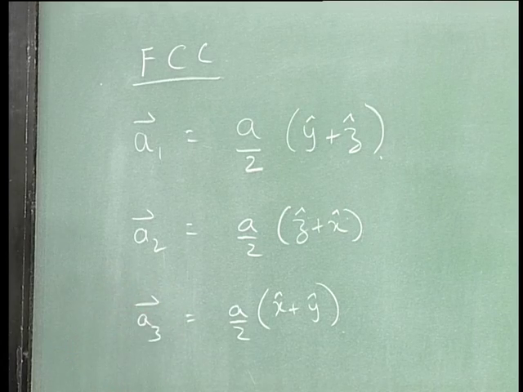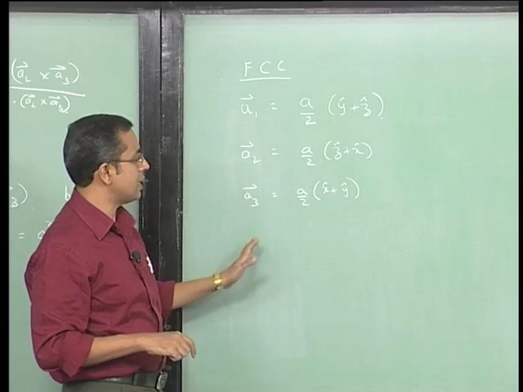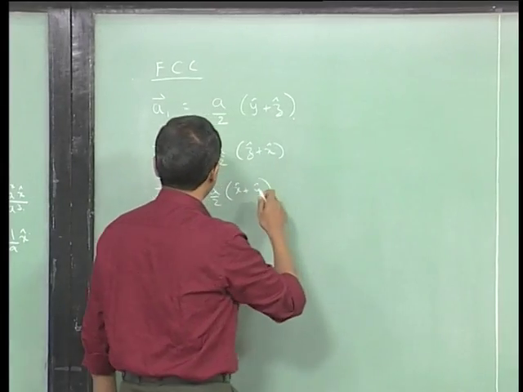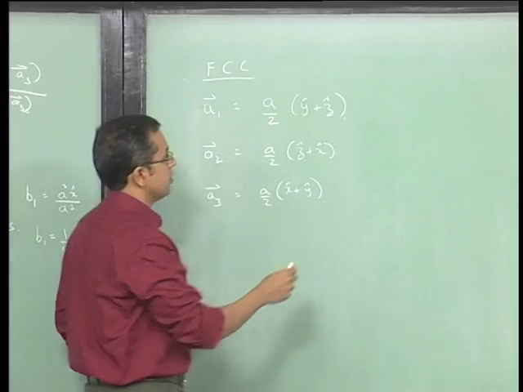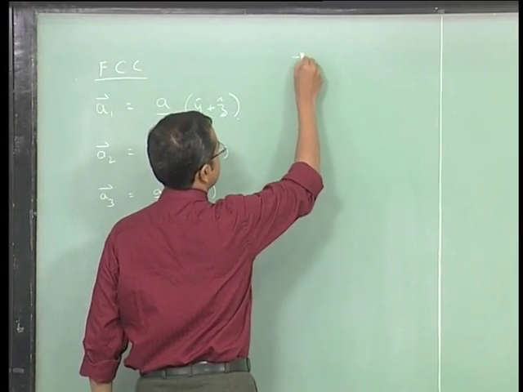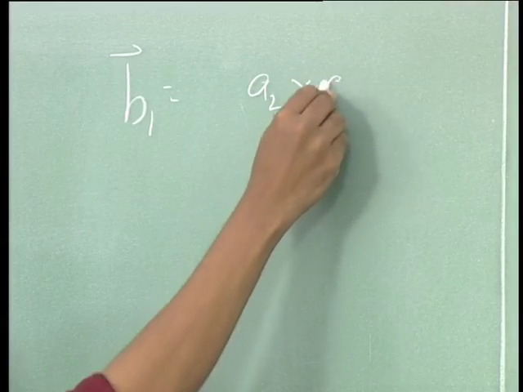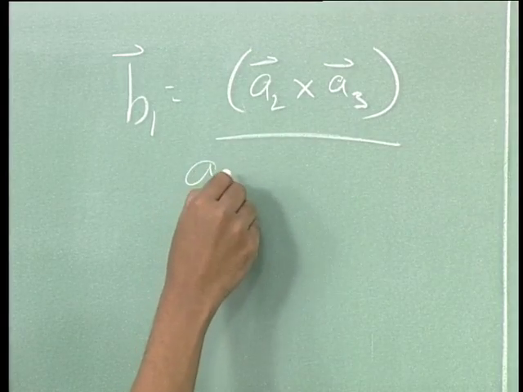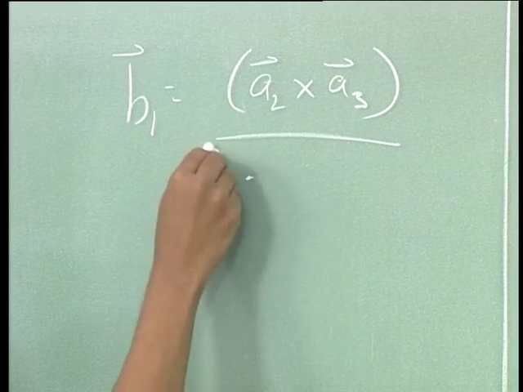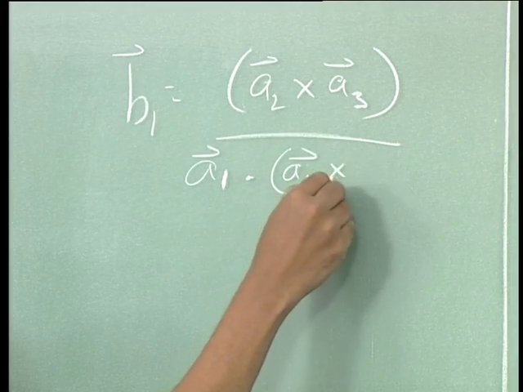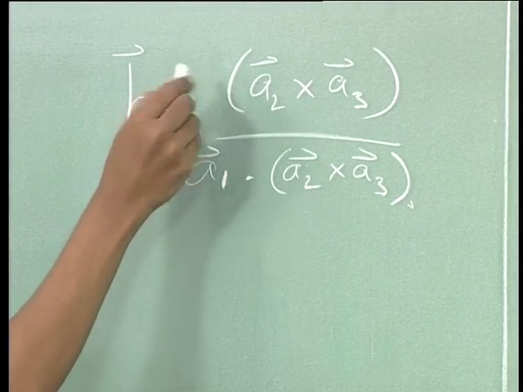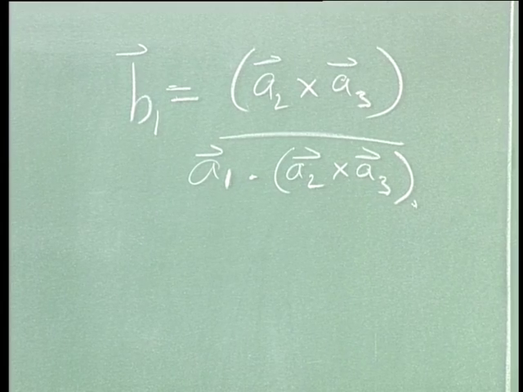Given this, what is the reciprocal lattice we will get? We will do the calculation of B1, B2, B3 and then see what it comes to. Again we want A1 dot A2 cross A3, that is the volume. B1 is still the same thing, A2 cross A3 divided by A1 dot A2 cross A3. We will just look at A2 cross A3 first.